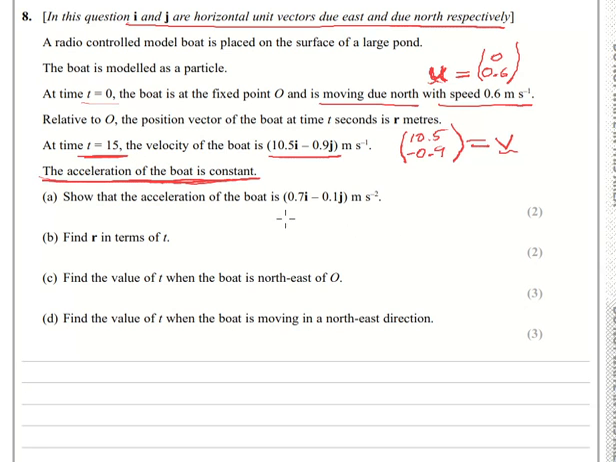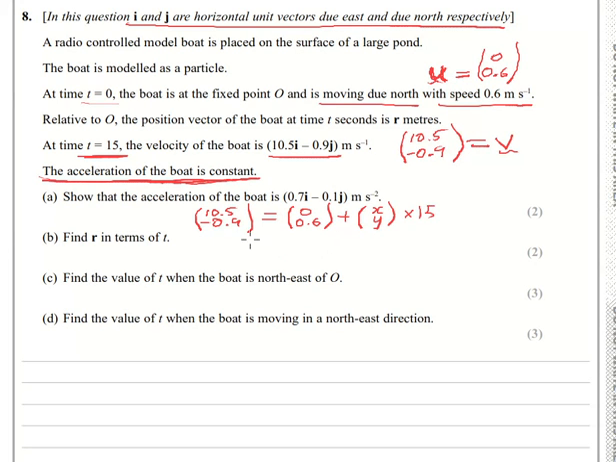So to find this acceleration, I could just use v equals u plus at, and that's what I'm going to do. (10.5, -0.9) equals (0, 0.6) plus a, and the acceleration vector I'm going to call (x, y), times 15. And so now I can find (x, y) by rearranging this vector equation.